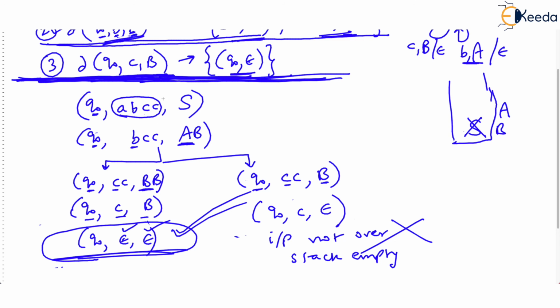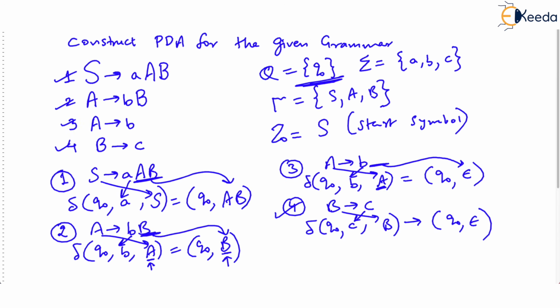I hope you have understood the working of GNF to PDA. If a GNF is given, how do you construct a PDA? You have understood it, and you have also understood non-determinism, how an NPDA is generated if such a GNF is given.